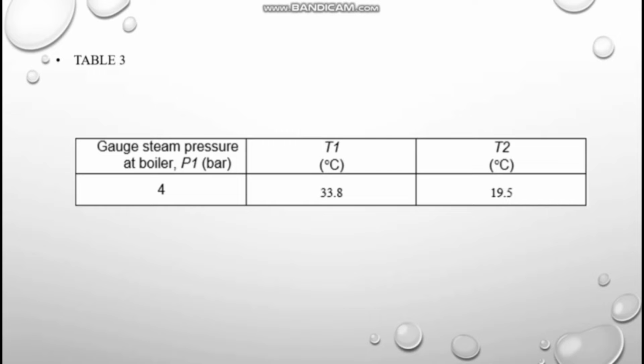Now we'll look into table 3. When the gauge steam pressure reaches 4 bar, we first recorded T1 and then turned the throttle and measured the temperature too. When the pressure was at 4 bar, we got T1 as 33.8 degrees Celsius and T2 as 19.5 degrees Celsius. Next, I'll pass to my friend to explain the discussions for this lab.